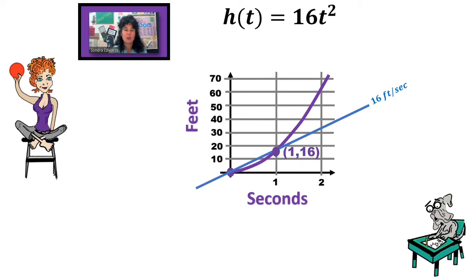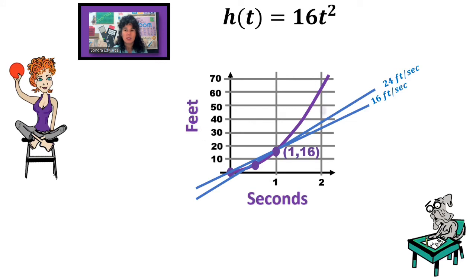Next, we stayed with the coordinate (1, 16), picked a point even closer to 1 on the left of 1. So we went with 0.5, calculated the slope of the secant line. We got 24. Both of these are underestimates, but 24 is a better underestimate. The reason it is a better underestimate is also because it's a point that we selected that's closer to (1, 16).